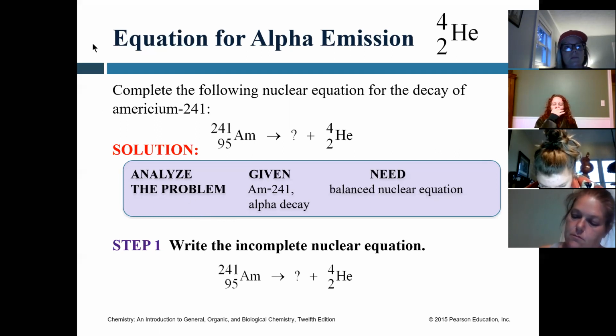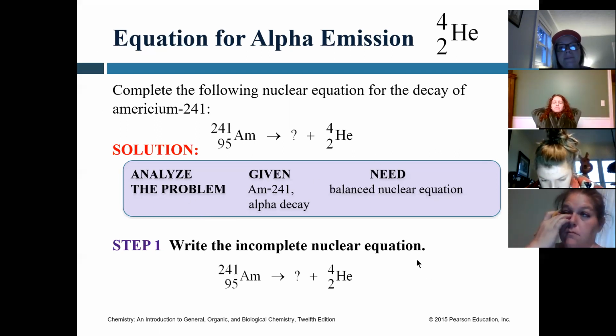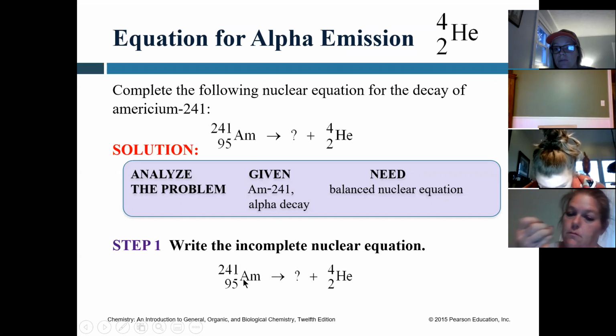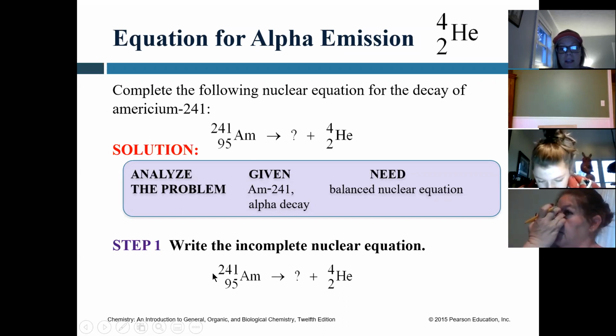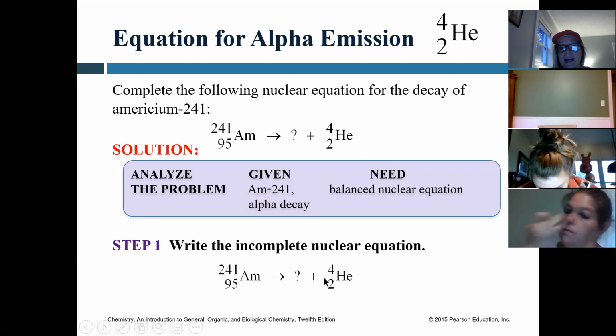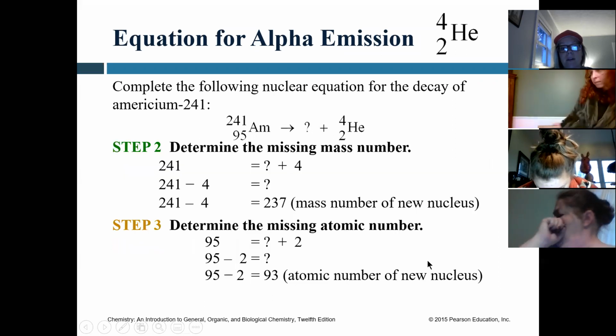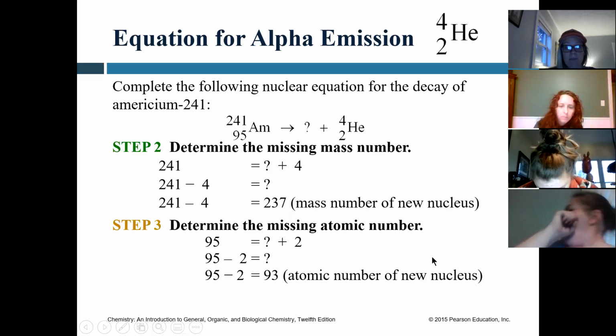Okay, so we only have one starting thing. There will be times where you have two starting materials, but here we just have one. The top value is 241. So that means that on the opposite side of the arrow, I also have to have a total value of 241. 95 on the bottom, 95 on the top.